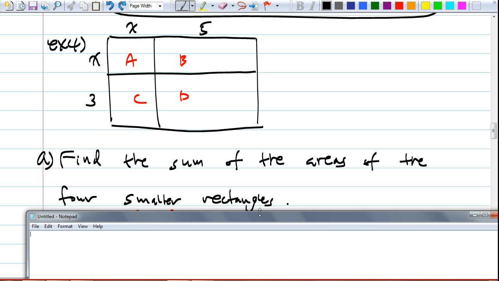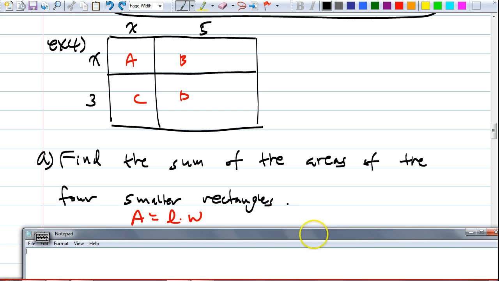John? Length times width. Okay, so they want you to find, what does sum mean? Yes, Emily? Add. What do we want to add? It says find the sum of the areas of the 4 smaller rectangles. What do you want to add? Kyle, what do we want to add here? Because it says find the sum of what? The areas of all the 4 smaller rectangles.